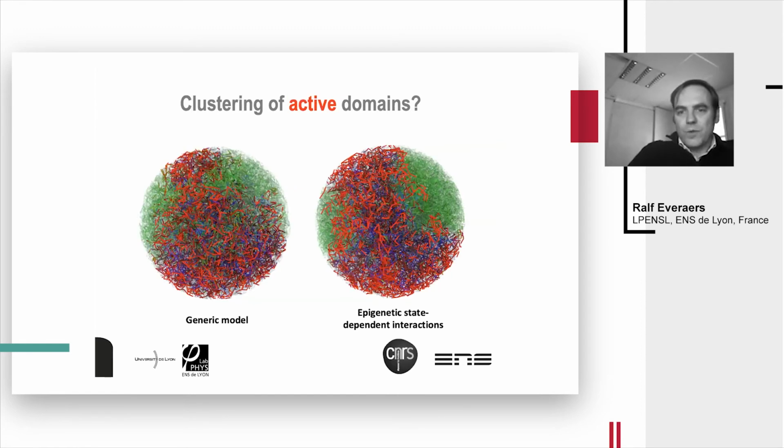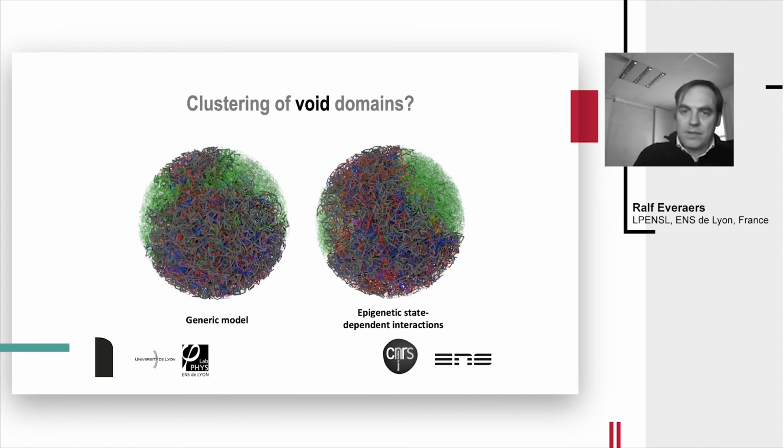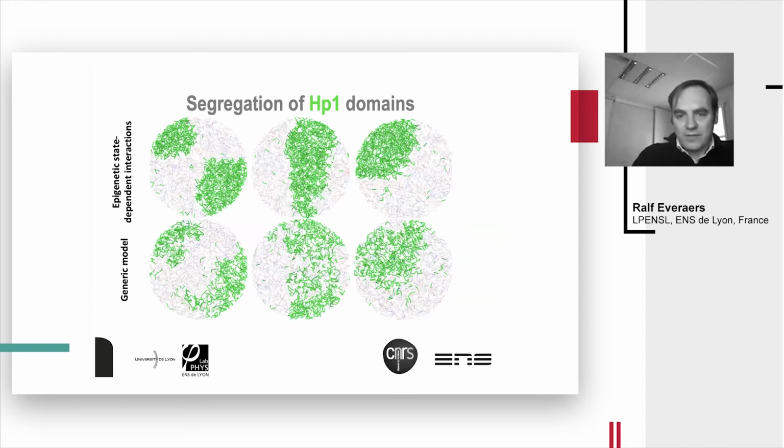Now the question is, do we also see clustering of active domains? You can look at these two plots and ask yourself, are the red domains more clustered on the right-hand side? You can do the same thing for polycomb or for the black domains. Maybe it is better to look at these slices through the system, so you can very clearly see in the upper row the segregation of the heterochromatin from the rest, compared to what happened in the generic model. And these are always the same starting state. They were just run with different interactions.